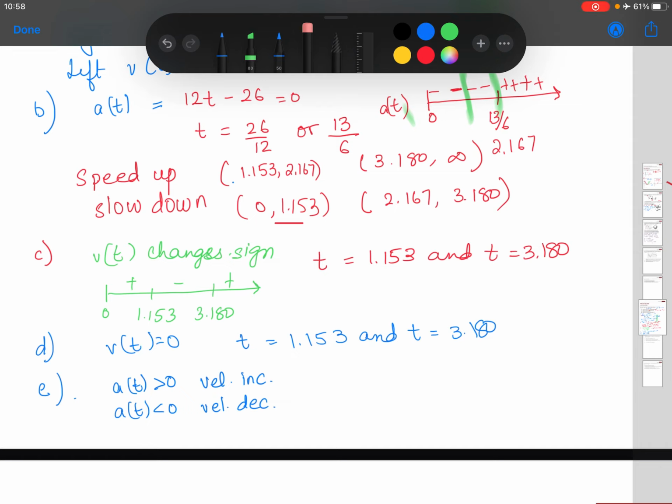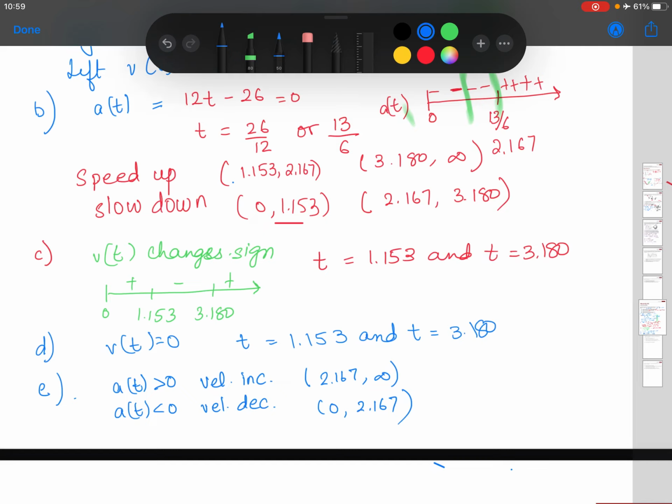Right? So let's look at it. Velocity is increasing from 13/6, or I'll use 2.167, 2.167 to infinity, and it's decreasing from 0 to 2.167, right?